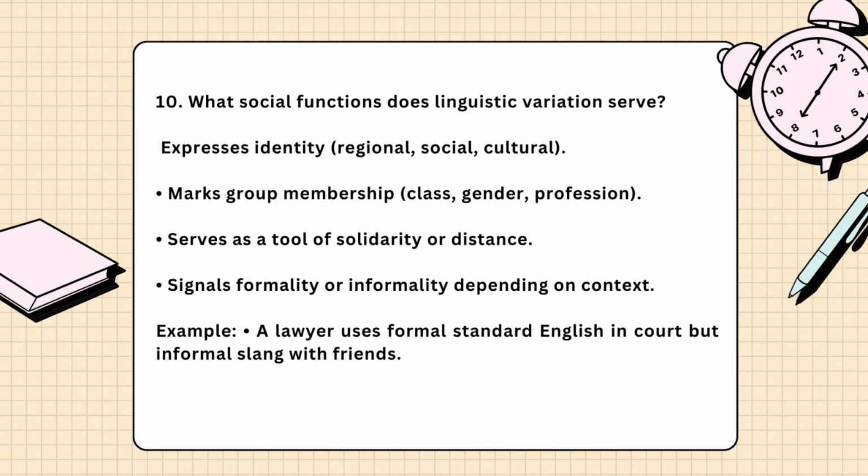10. What social functions does linguistic variation serve? Linguistic variation shows identity, group membership, and social relationships. It can signal region, social class, profession, or solidarity. Example, using slang with friends builds closeness, while using formal speech in an interview shows professionalism.